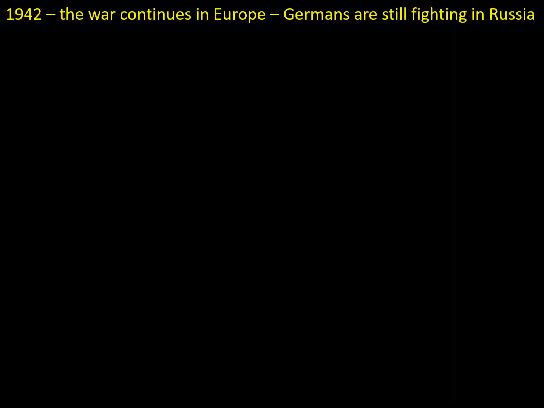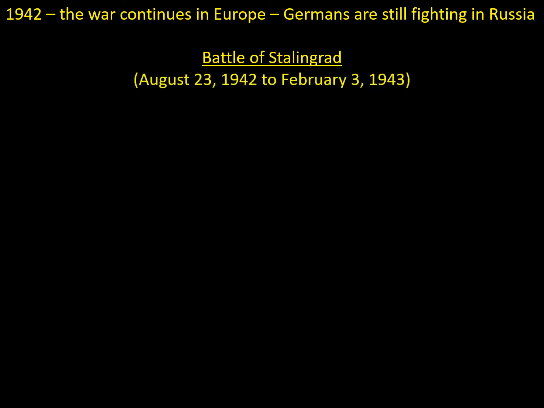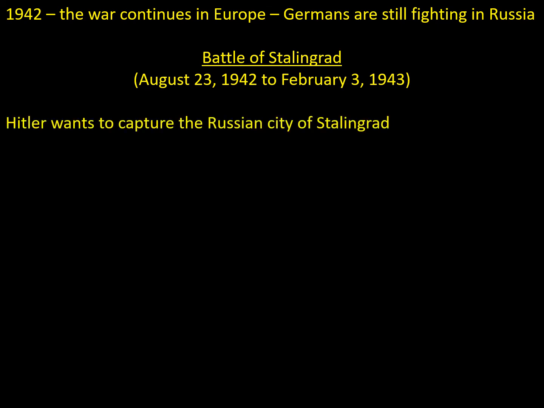All right, we're now going to shift back to Europe. In 1942, the war continues in Europe. The Germans are still fighting in Russia. And in that battle in 1942, the largest battle of the war will occur, the Battle of Stalingrad. It'll last from August of 1942 to February of 1943. Pretty much the same time period as the Battle of Guadalcanal is going on in the Pacific.